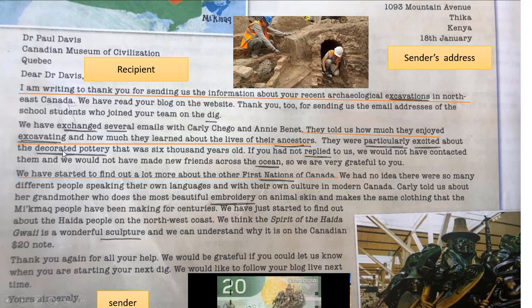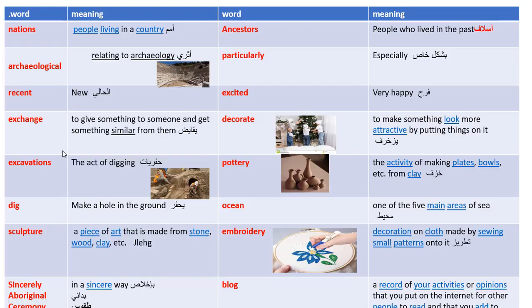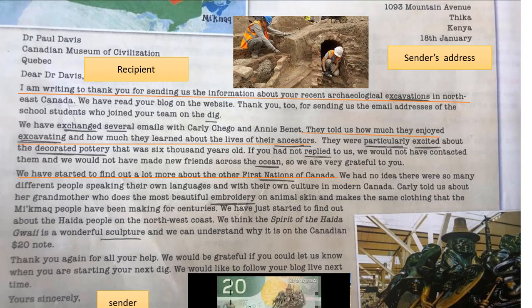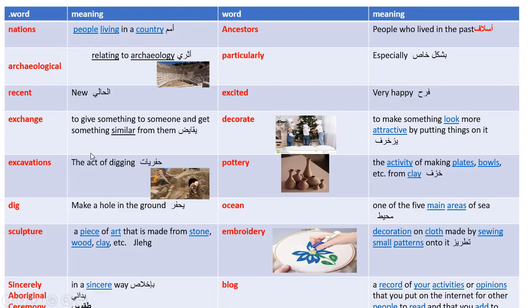What does the word decorated mean? Decorate means to make something look more attractive. Look at the boys, they are decorating the house. They are decorating pottery. What does the word pottery mean? As you see, this is pottery. Look at the picture. The activity of making plates from clay. As you see, they are made from clay.